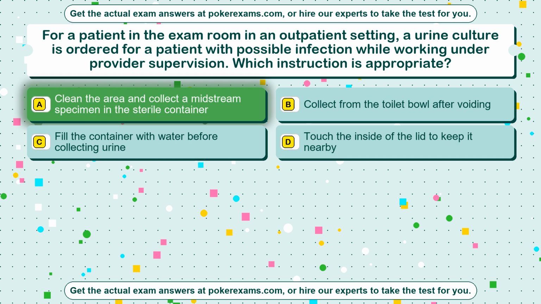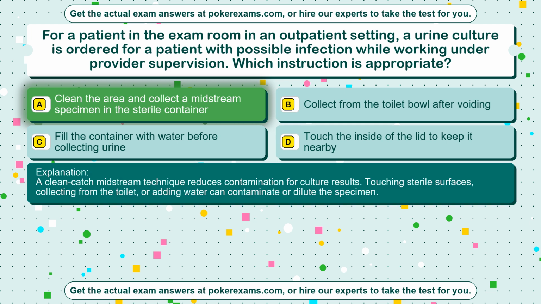Clean the area and collect a midstream specimen in the sterile container. A clean catch midstream technique reduces contamination for culture results. Touching sterile surfaces, collecting from the toilet, or adding water can contaminate or dilute the specimen.